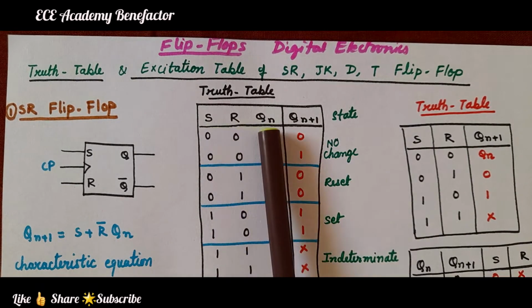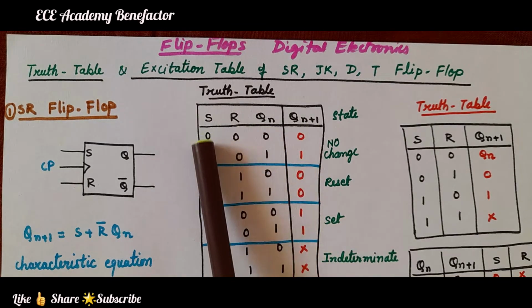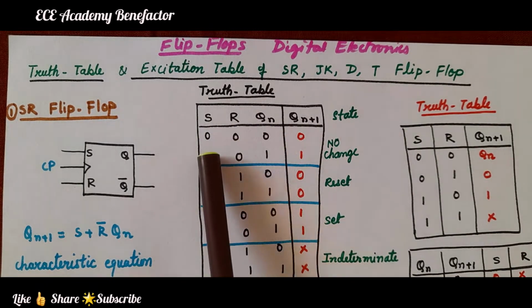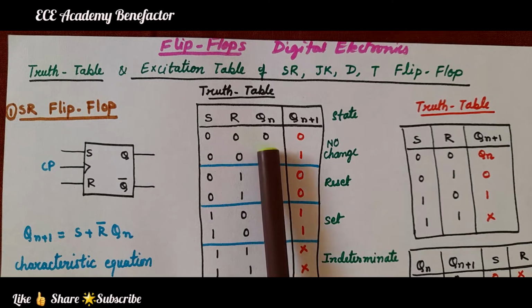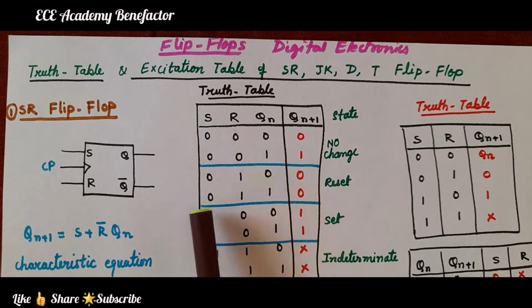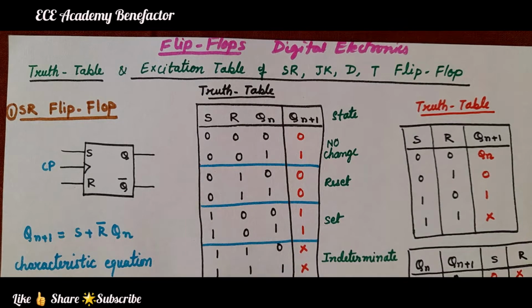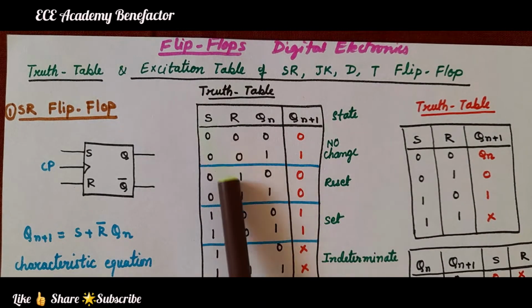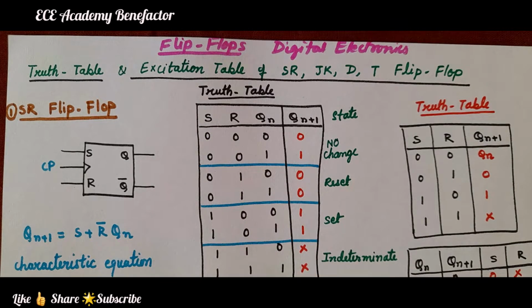When there are three variables, we can write 8 possible combinations in the manner 0 0 0, 0 0 1, 0 1 0, 0 1 1, 1 0 0, 1 0 1, 1 1 0, 1 1 1. So, we have written the truth table for these three variables. Now, how to write this output, the next state?